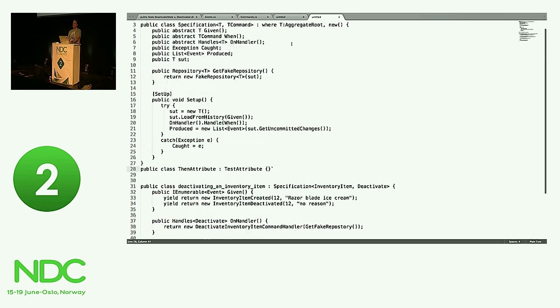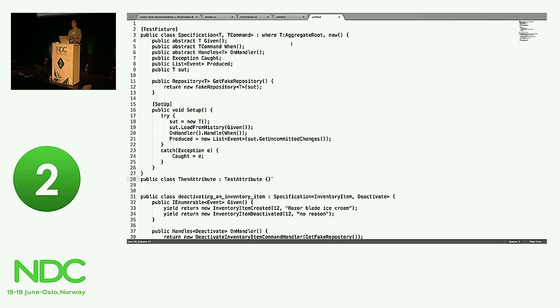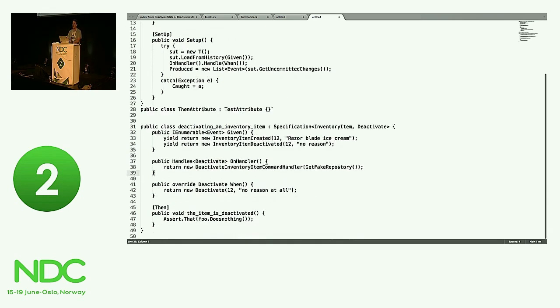So the place I want to start, because it's one of the biggest smells that you'll find in your object-oriented code, is actually a test. What we have here at the top, this test fixture, specification of T command, I give people this code in class. It's basically a little test harness, a testing framework that allows you to write specifications that look like this one here, deactivating an inventory item. The great thing about these is you can also print out documentation from them.